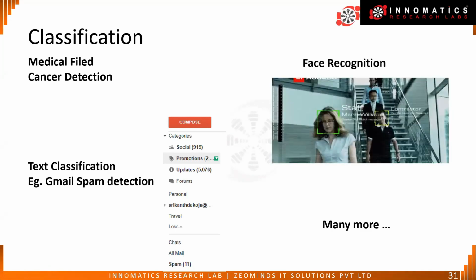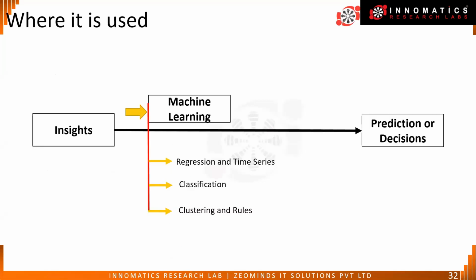And also face recognition, like detecting male or female, the name of the person, etc. These are all applications of classification.